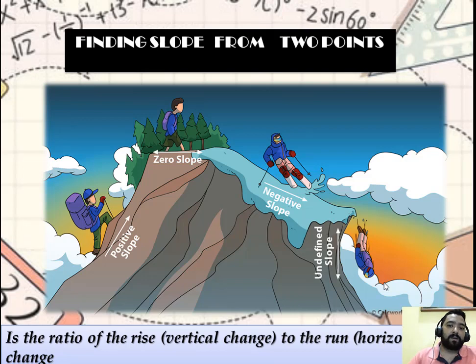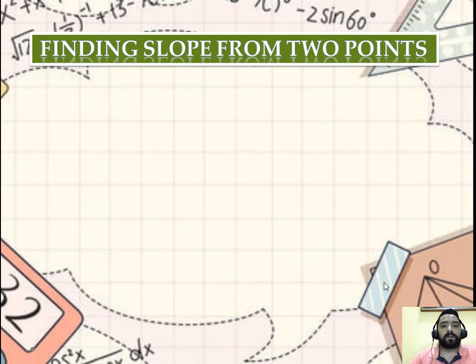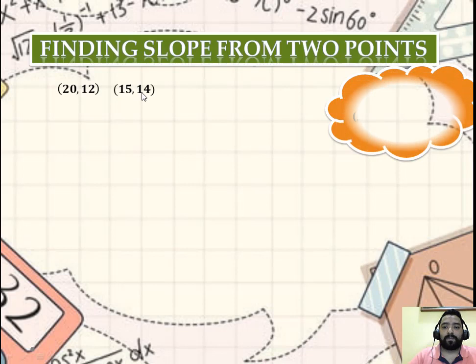Remember, basically the definition for a slope is the ratio of the rise, or the vertical change, to the run, or the horizontal change. We are going to find the slope given 2 points. In this case, we have two coordinates. Remember, the coordinates are x1 and y1, x2 and y2, but we are going to use this idea.